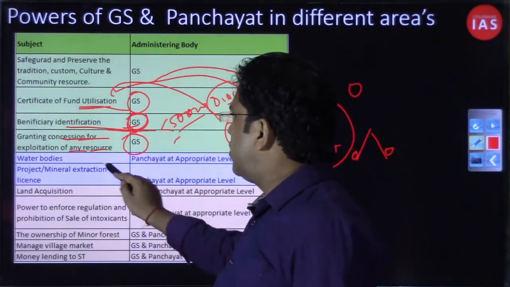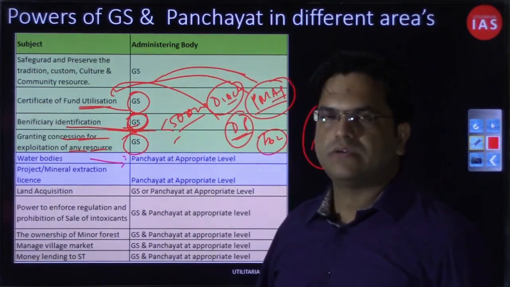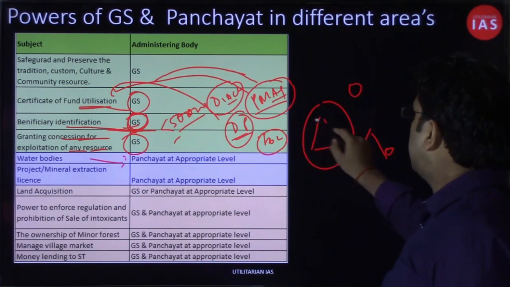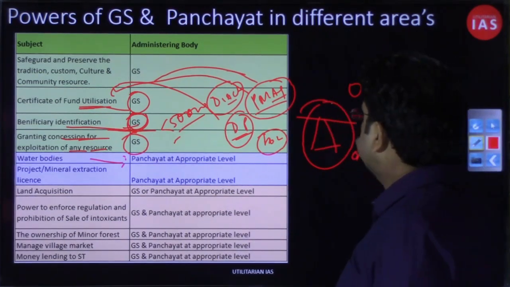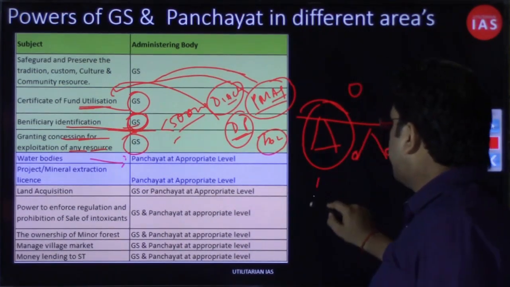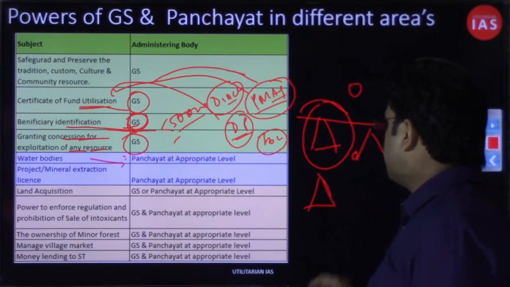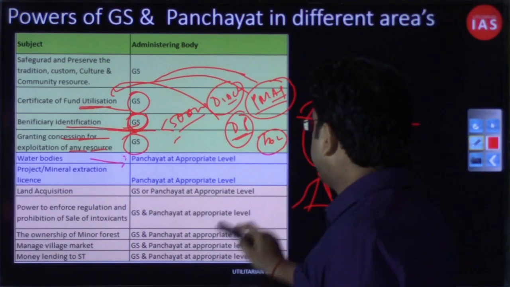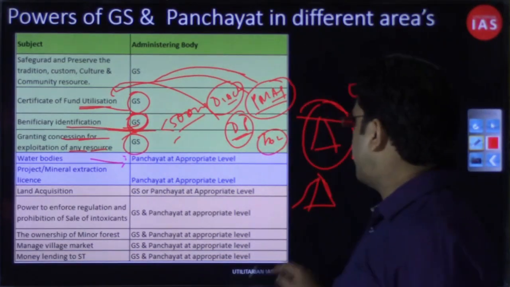Over the water bodies, right, how these water bodies or streams flow in from the area dominated by these tribal people, or from the area if they are residing in that hilly area, and from that hilly area there is some stream flowing down the line, right?